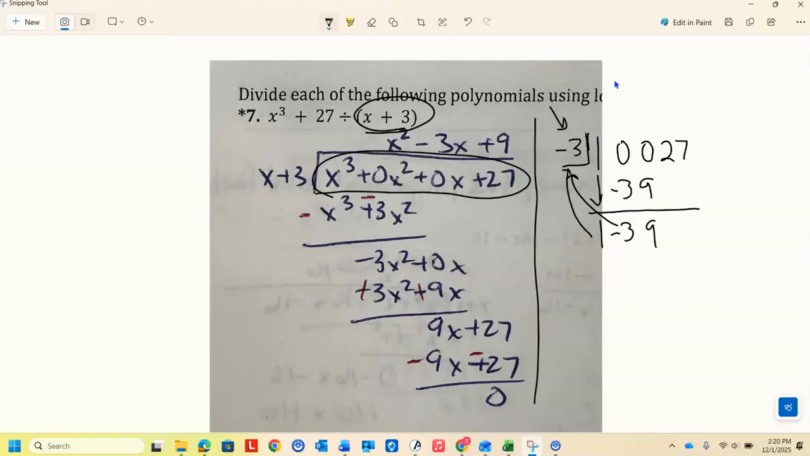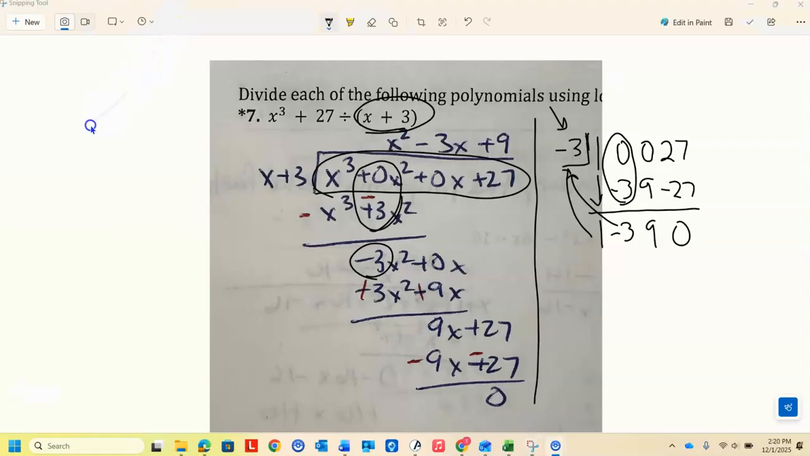So I got 9. 9 times -3 is -27. Add straight down is 0. Now notice, at some point we had 0 minus 3, and we got -3.